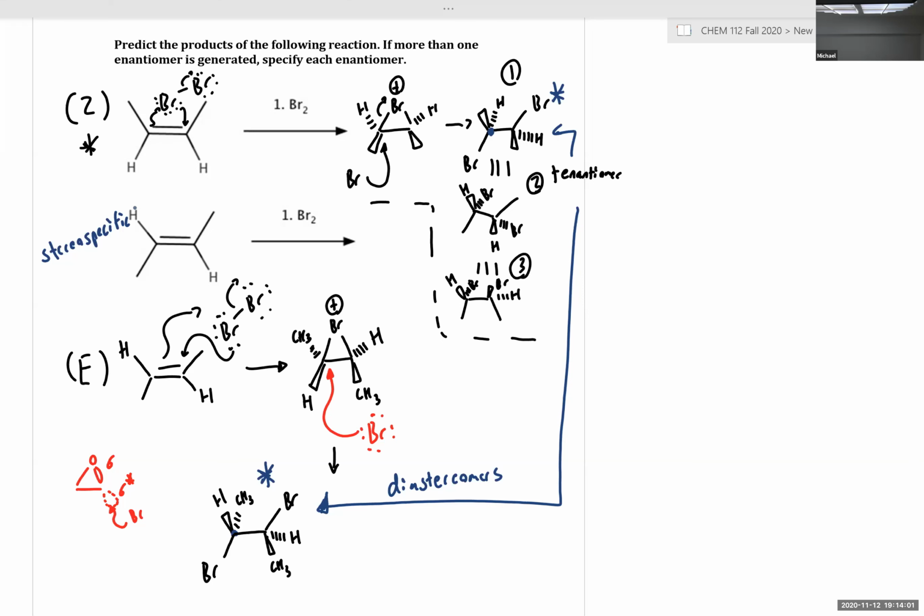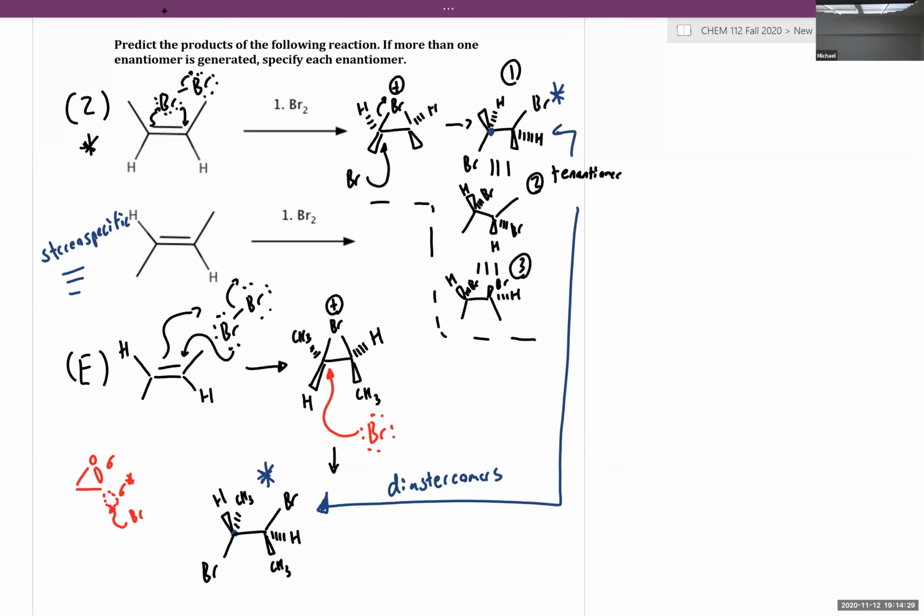Does that concept make sense to everyone? How whatever stereochemistry you start with directly impacts the stereochemistry of your product. It's called stereospecific because you get a specific stereoisomer and it's an enantiomer out if you start with a given stereochemistry.